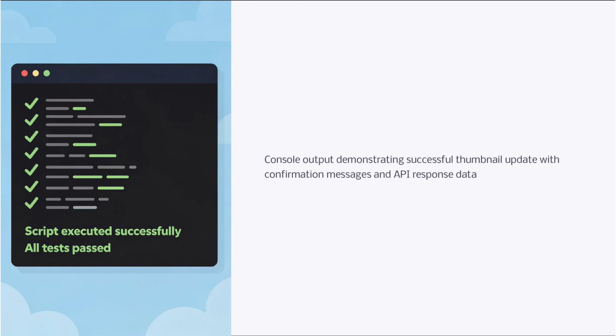Upon executing the thumbnail update, the console displays confirmation messages indicating success. The API response data confirms the update, showing status codes and relevant metadata. This ensures the thumbnail is correctly set, providing visual feedback and data integrity for the operation.